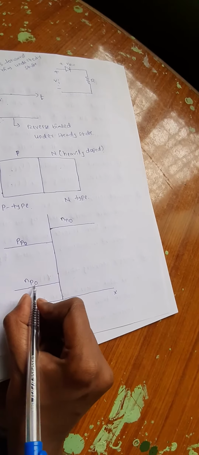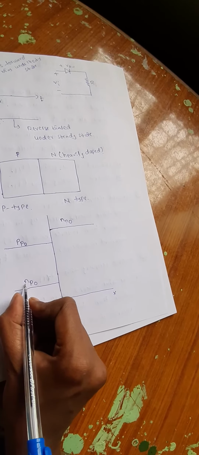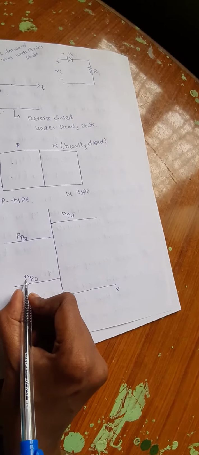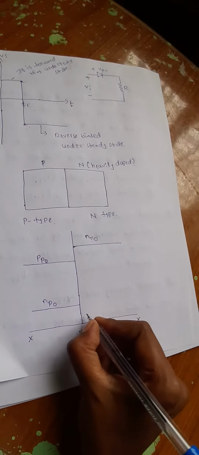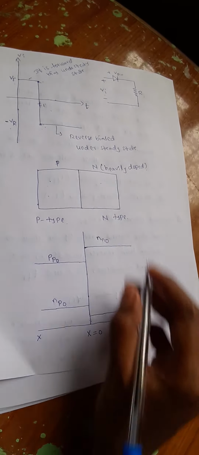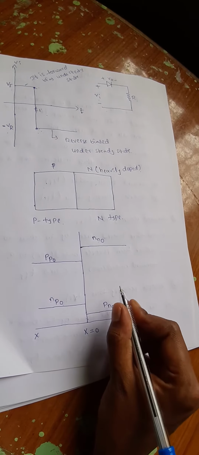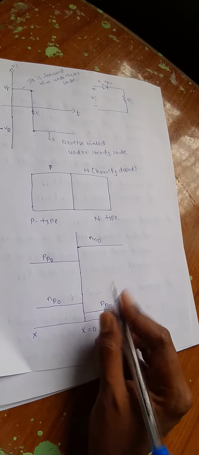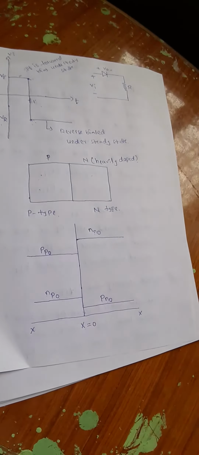n_p0. The naught indicates the equilibrium condition. p is the p-type material, n is the electron, the minority carriers in the electron. So here, p_n0: the minority carriers in the n-type material are p_n0. This naught indicates the equilibrium condition, n indicates the n-type material, and p is the minority carriers, the holes.